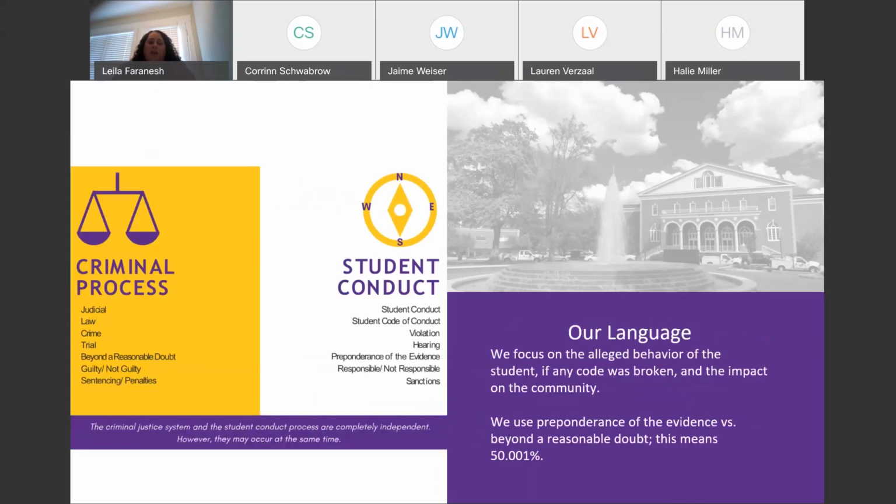So our process is different from the criminal process. Our goal is education, and we're focused on the alleged behavior of the student and if there was a student code of conduct violation, and the impact on the community. And the impact on the community is how we determine sanctions as part of the formula we use to determine sanctions. We use preponderance of the evidence, unlike the criminal process.